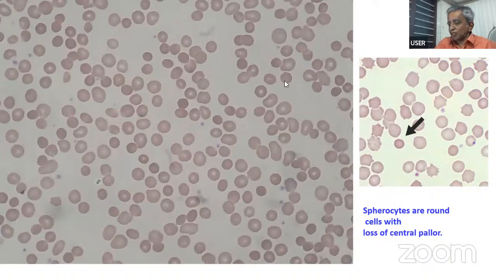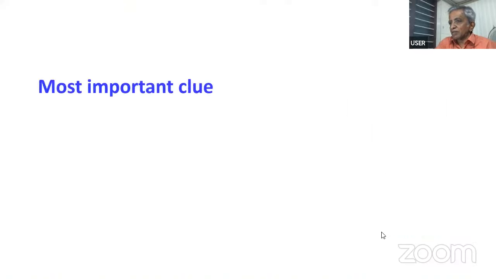Some answer has come. Yes, small lymphocyte. RBC size has to be compared with a small lymphocyte. Fully agree. Arun Babu Chandra has answered that correctly. RBC is to be compared with a small lymphocyte. Fully agree. Go to the next slide.